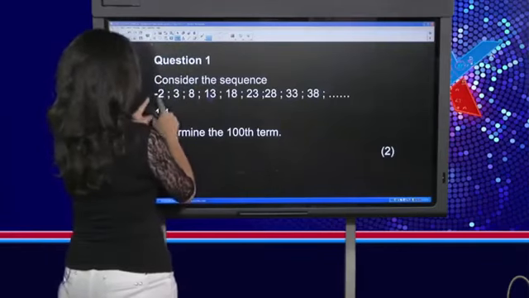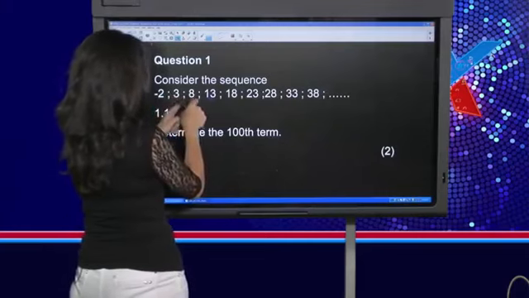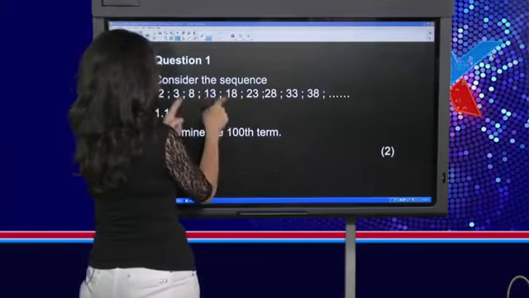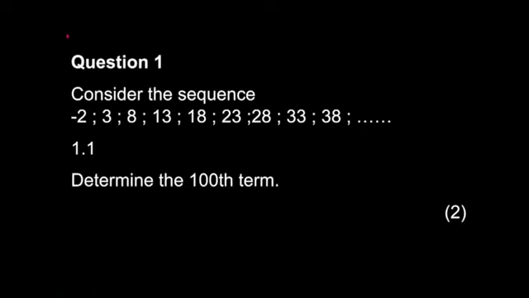So if I say 3 minus -2, I would get a difference of 5 here, a difference of 5 there, a difference of 5 there, a difference of 5 there. So I think that it looks like we have a difference of 5, whereas if I divide 3 by 2, it's not the same as 8 by 3, it's not the same as 13 by 8. So it's definitely not a geometric. And how would we know that it's not quadratic? Well, if our first difference is constant, then it cannot be quadratic. Because remember, quadratic has to have the second difference as constant. So its first difference wouldn't be constant.